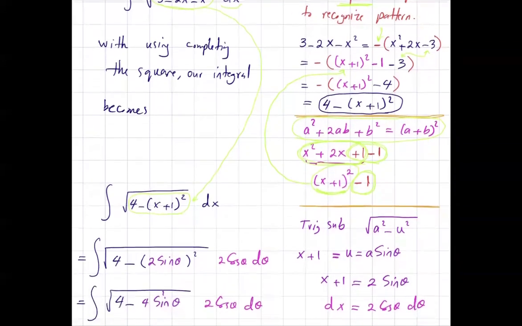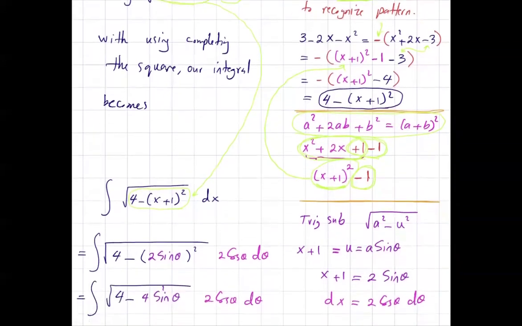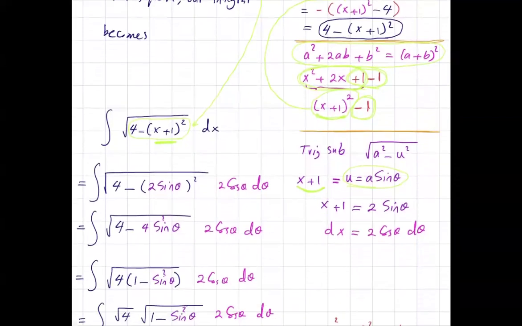Remember trig substitution patterns. If we have the square root of a squared minus u squared, a good substitution is u equals a sine theta. But our u here is a little bit more complicated. It's not just x, it is x plus 1. So your u is a linear term, x plus 1. X plus 1 is a sine theta, but what is a? A is 2, because a squared is equal to 4. So x plus 1 is equal to 2 sine theta. Dx is equal to 2 cosine theta d theta.